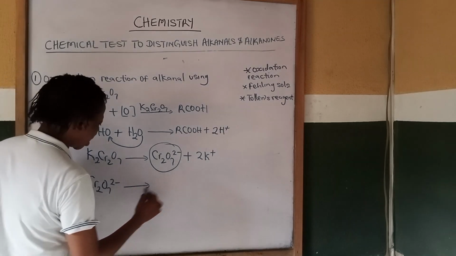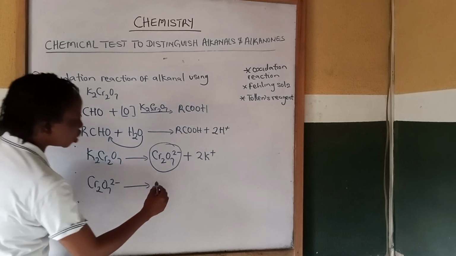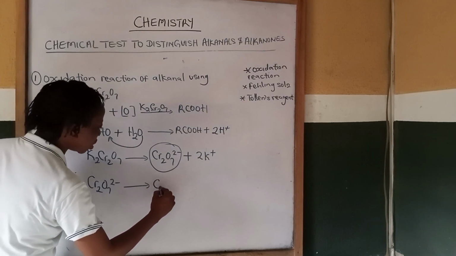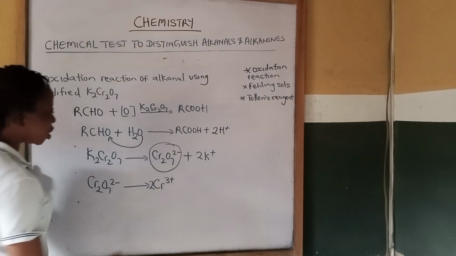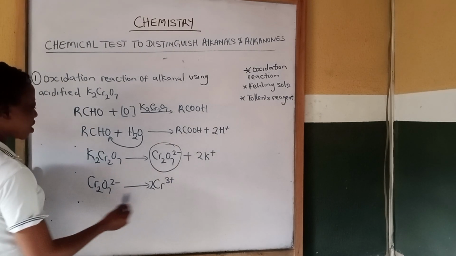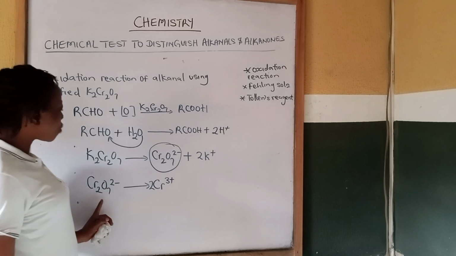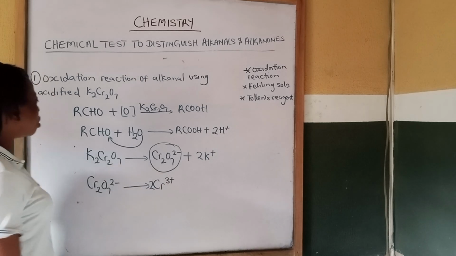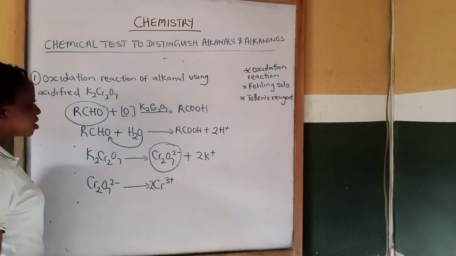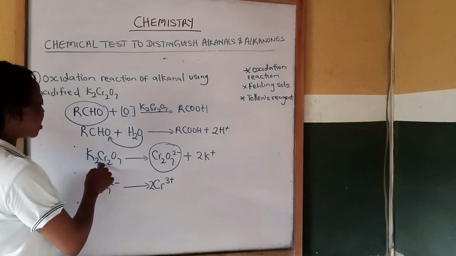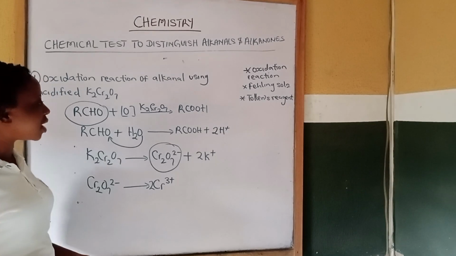The chromium 3 ion. So the chromium is plus 6 here, reduced to chromium 3 ion, that's 2Cr3 plus. So chromium is 3 plus here, while chromium is plus 6 here. So there's reduction, the reduction of chromium to chromium 3 ion. Which shows that alkanal is a reducing agent, while this chromium will serve as an oxidizing agent during the chemical reaction.